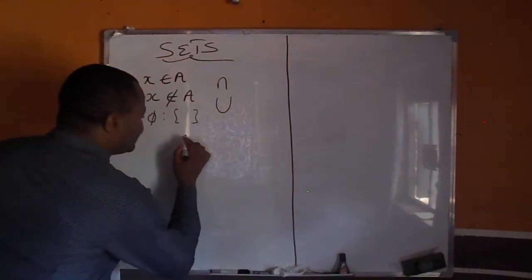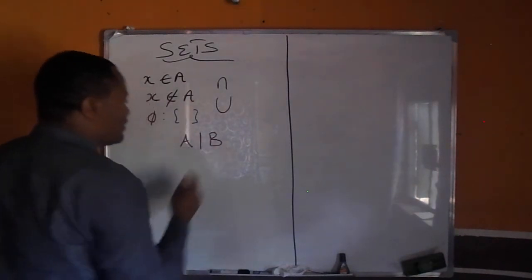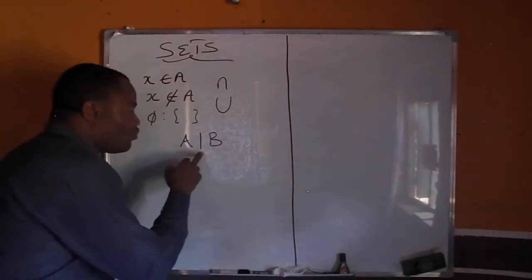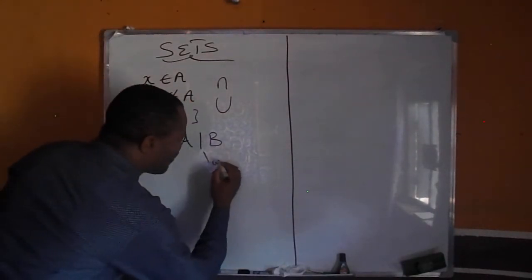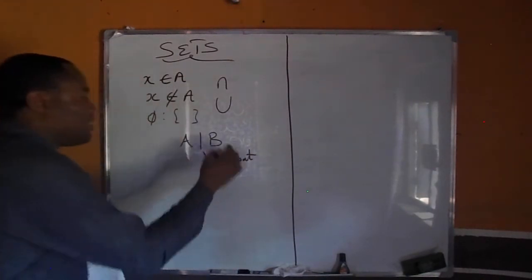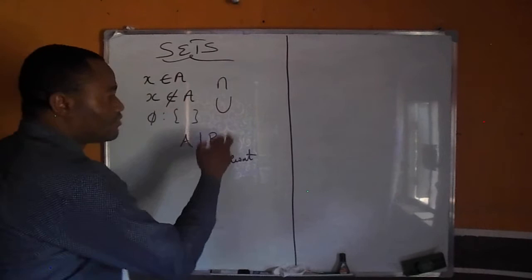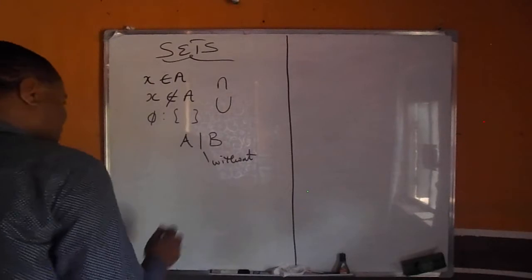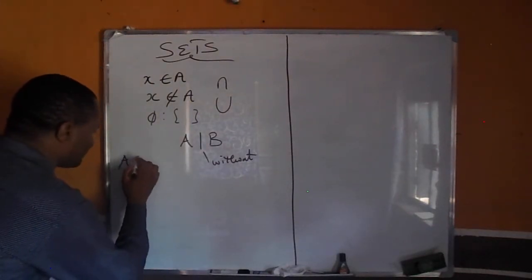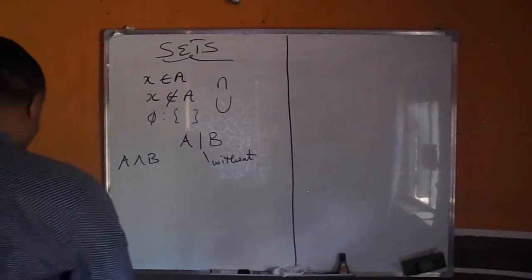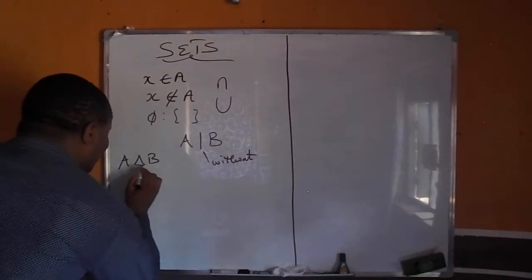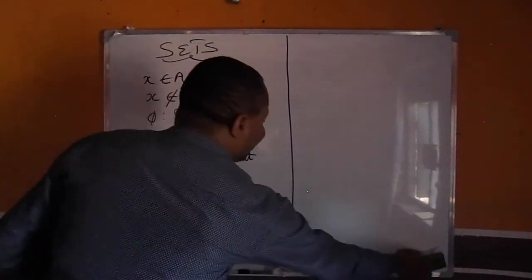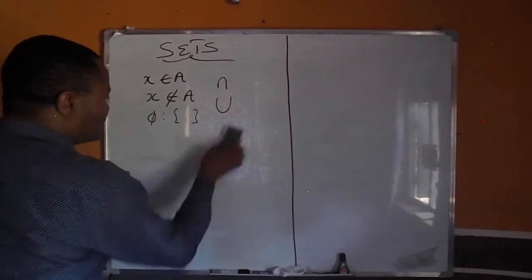We have another sign. This means A without B. A without B. And this one is the difference between A and B. With all these signs now, we can move to example 1.